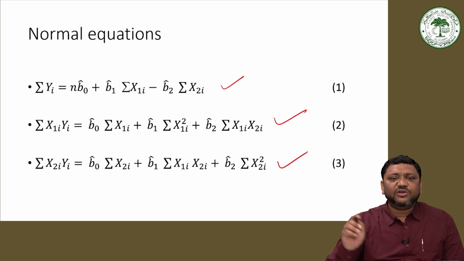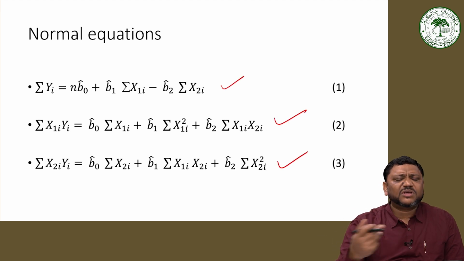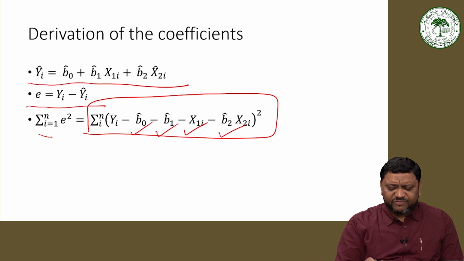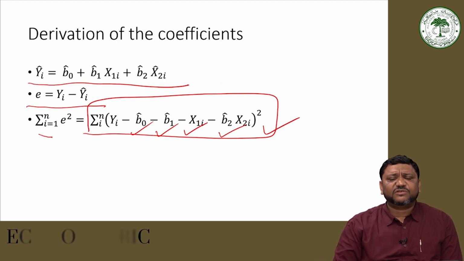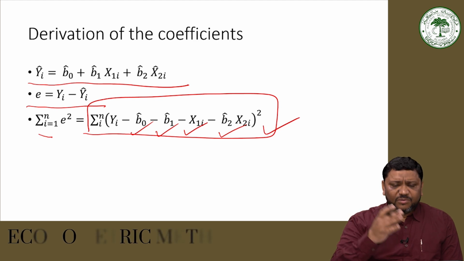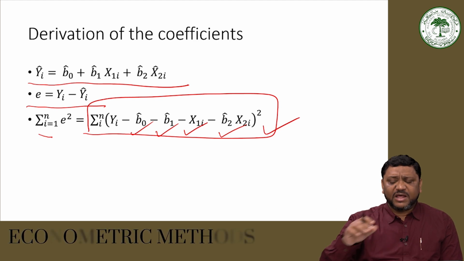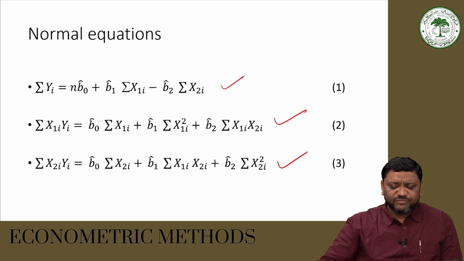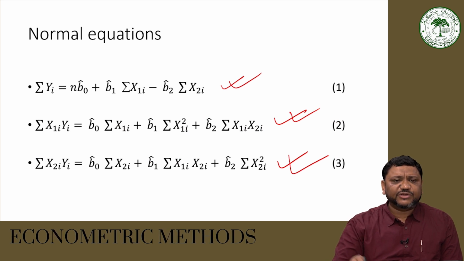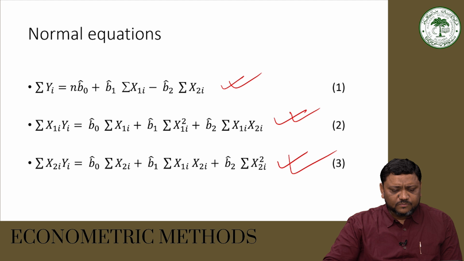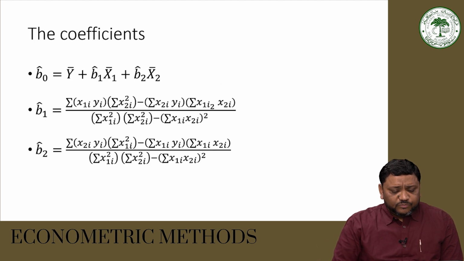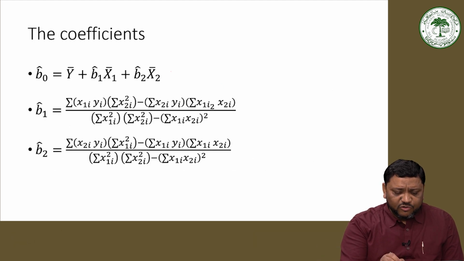derive these three normal equations. We do the partial differentiation of this equation with respect to beta naught, and then beta 1, and then beta 2. Upon doing this, we get these three equations. We have seen this in detail in our previous class.